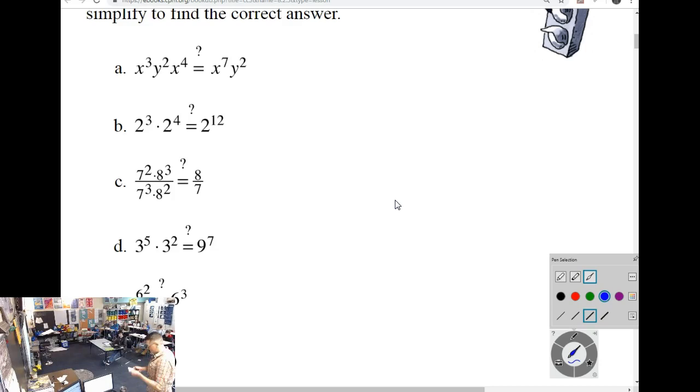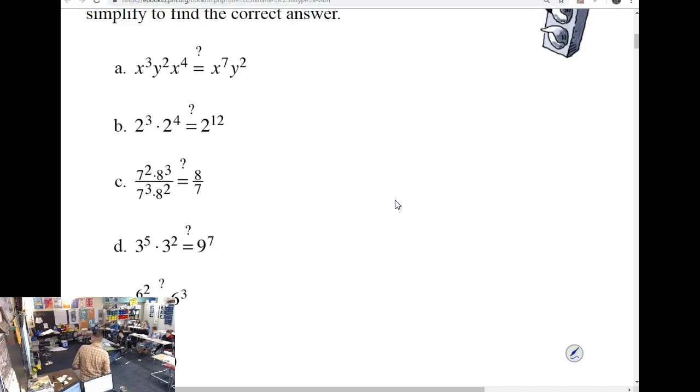Braylon, what do you think about A? Right? How do you know? Yeah, 3, 4 makes 7. The 2, yeah, so good. Teek, what do you think about B? I think it's incorrect. Why? What should we do there? Combine them how? What do you mean? I'll add them, so that should be 2 to the 7.